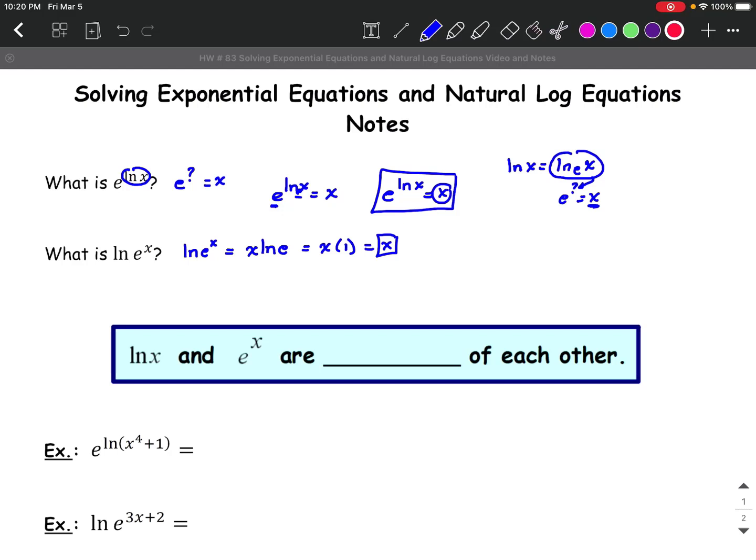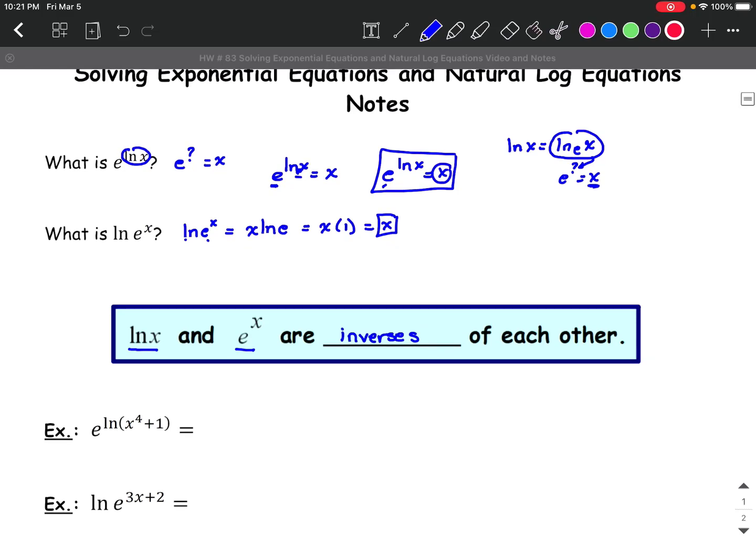And the reason that happens is because the natural log of x and e to the x are inverses of each other. So when we do the composition, when we have the exponent and we put the natural log of the same base inside it, or we have the natural log and we put the exponent of the same base inside it, they're undoing each other. They are inverses of each other, and we end up right back where we started at x.